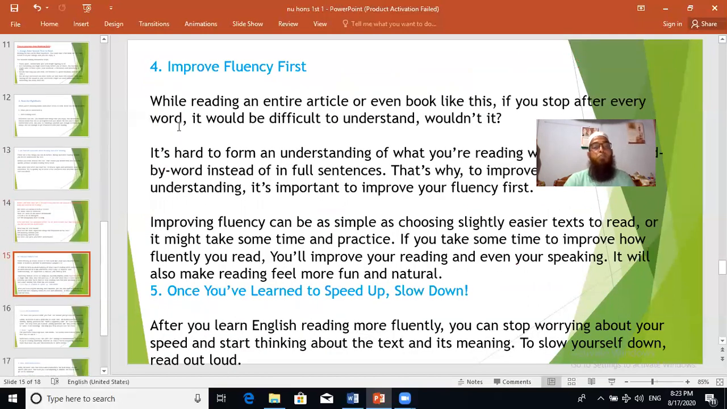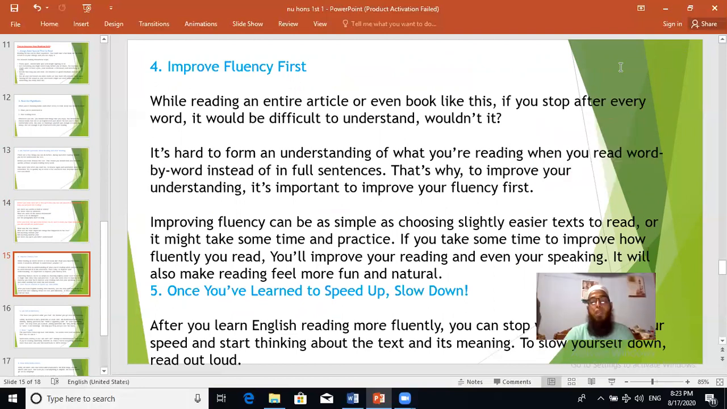Four tips. Improve fluency first. To improve your reading skills, you should think about your fluency first. Some of our students don't like to read because they stammer when they read. They cannot read fluently. That's why they don't like to read. So at the first stage, you have to remove your shyness, remove your hesitation, and grow your fluency.